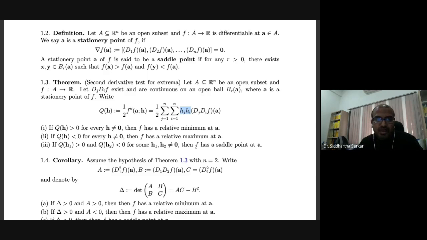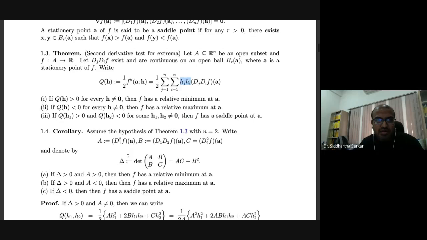Okay, so I'll say that if Q(h) is positive for every non-zero vector h, then f should have a relative minimum at a. If this quadratic form is negative for every possible non-zero value of h, then I have a relative maximum. And if I have both positive and negative values for a pair of non-zero points, then I should declare this is a saddle point. Okay, so instead of proving this, let's try to find out a two-dimensional analog of this.